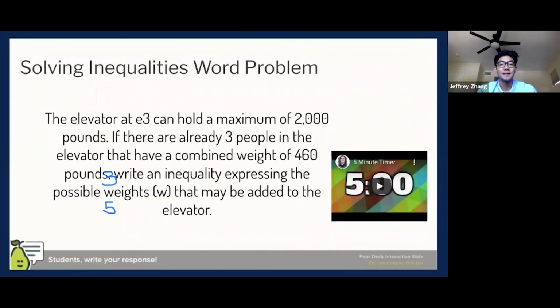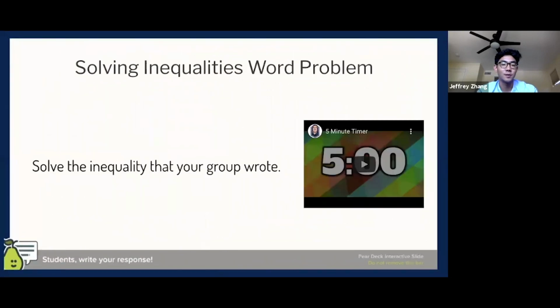And then this is an example of a word problem that I've given my students where they've had to work in groups to write an inequality about the weight that the elevator at our school, E3 Civic High, can hold. And then on the next slide, they are asked to solve the problem that the group wrote. There might be some group share-outs. And so every student has a role when in these collaborative activities.